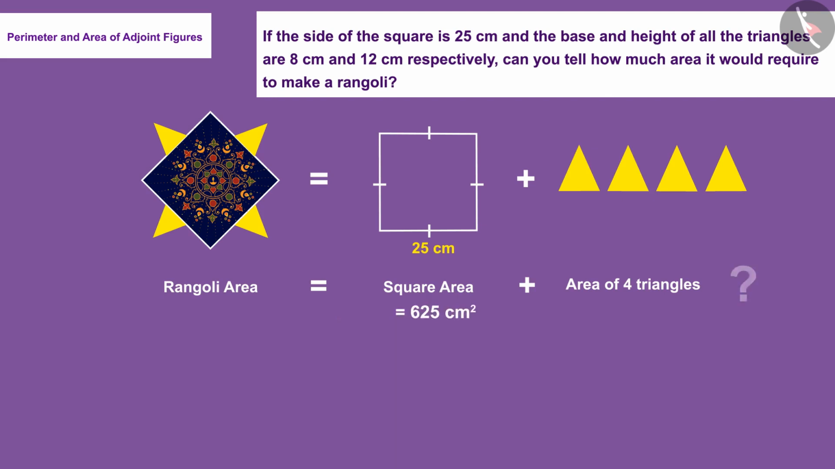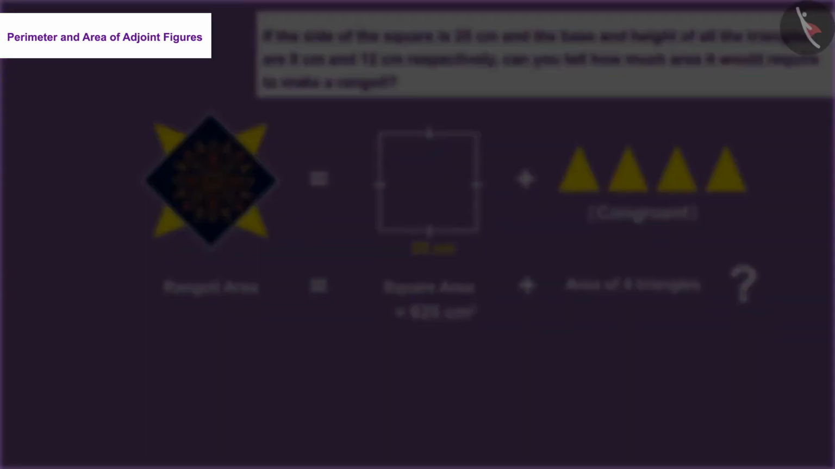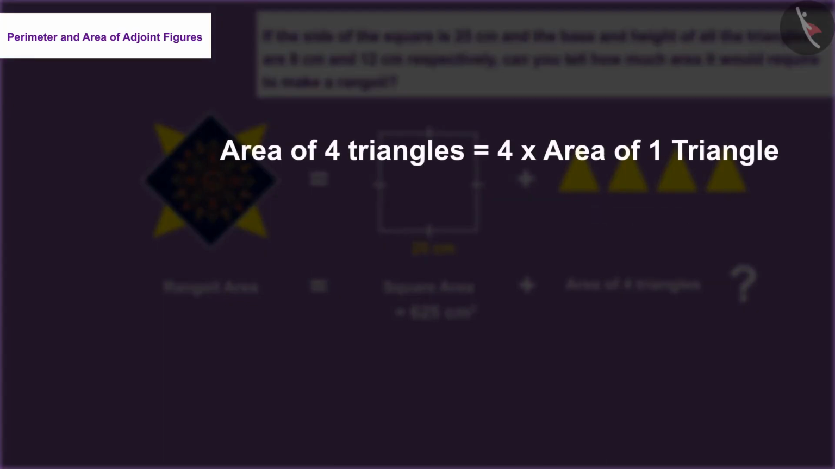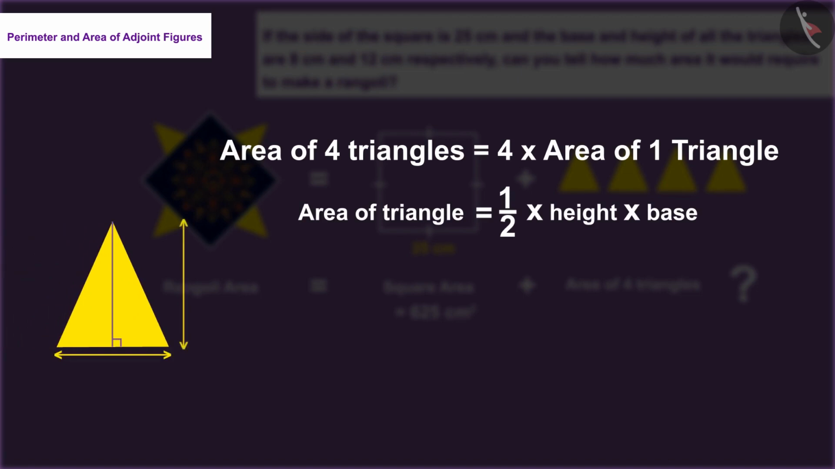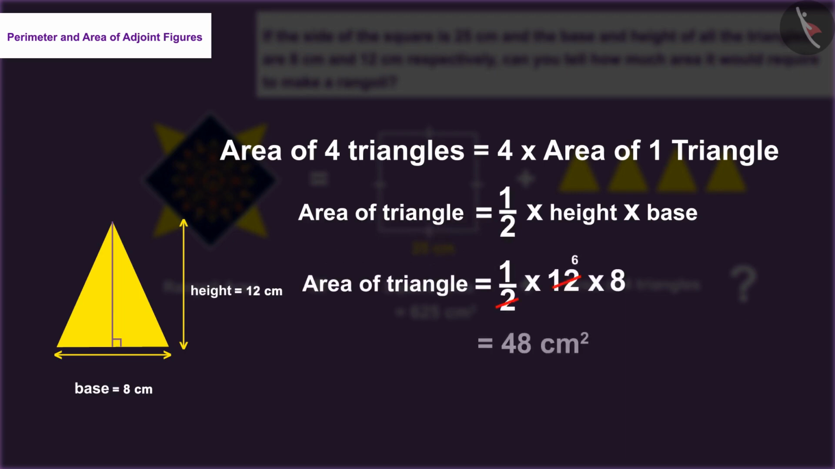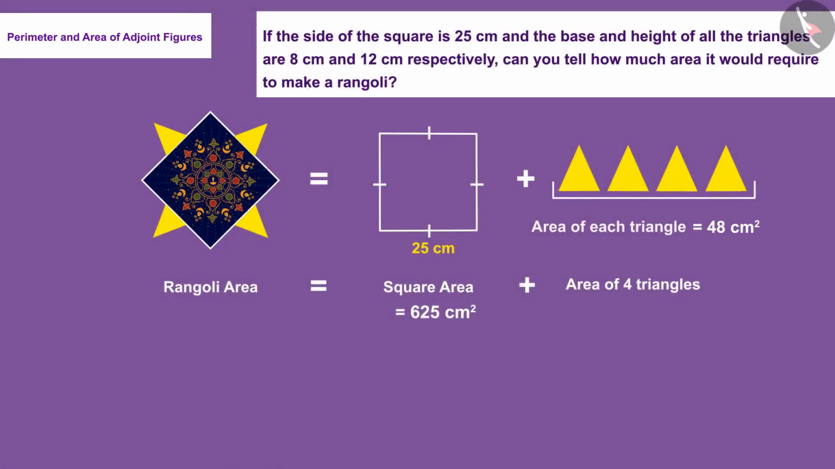Now, the question is, how do you find the area of triangles? Since these 4 triangles are congruent, the area of all triangles will be equal to 4 times the area of a triangle. Can you tell what is the formula to find the area of a triangle? Substituting 8 cm and 12 cm, the value of base and height respectively. Thus, the area of a triangle is 48 square centimeters.